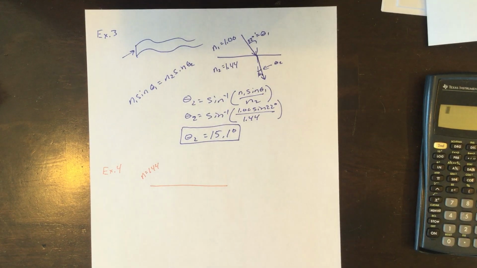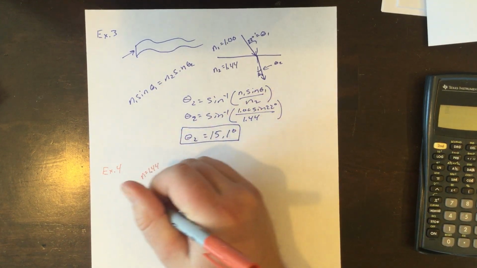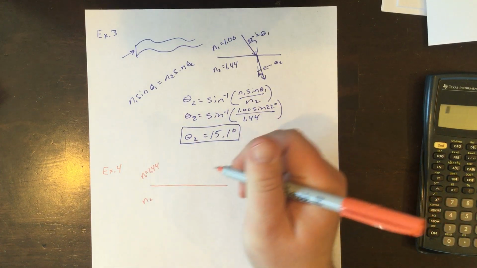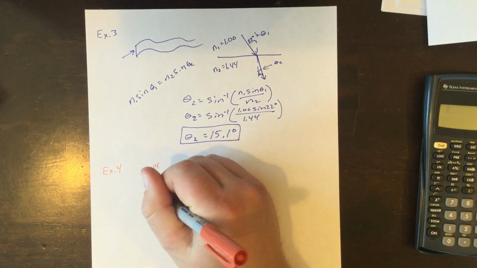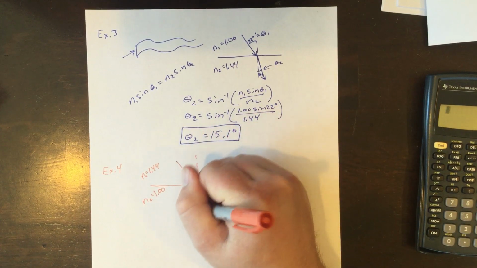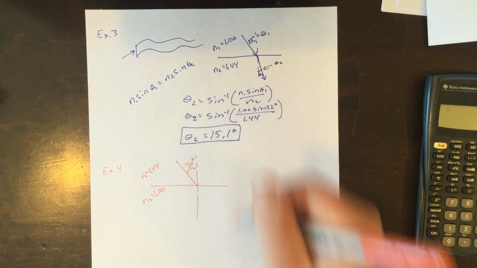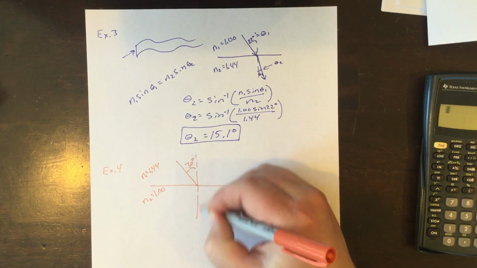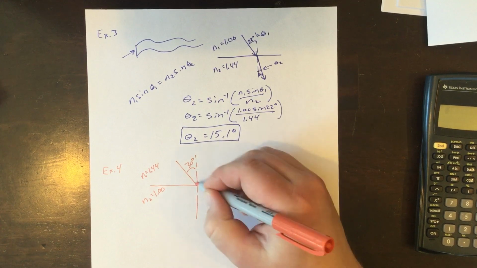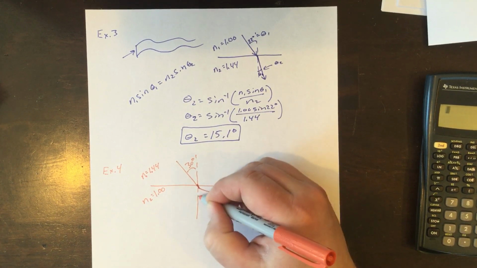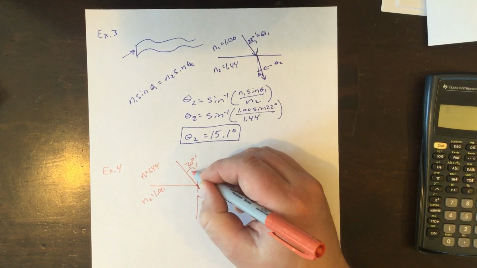Up here we have our index of refraction of 1.44. That's where we're starting because we're now inside the optical fiber, and then we're going to air outside. So here's my angle, 30 degrees. Now we're going from a high to a low, so it doesn't bounce this way or bend this way. It actually bends out that way, so we're going to have a larger angle here than we have up here.